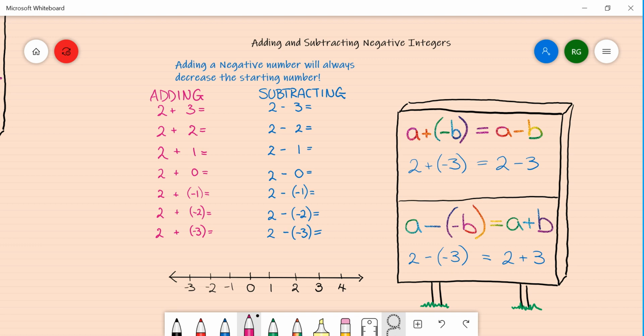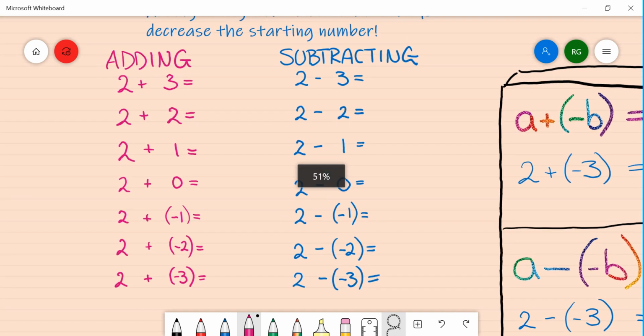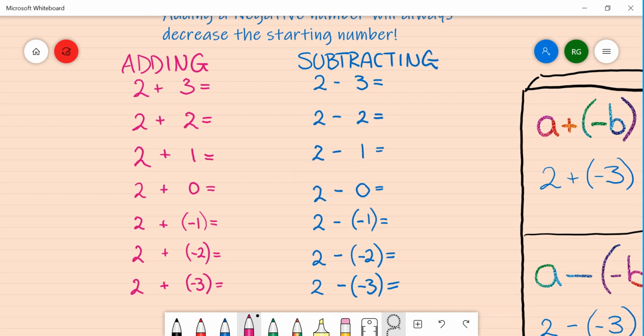So I want to go through a few little examples here really quickly. So I'll zoom in, make them a little bit bigger. Now if we had 2 plus 3, we know that the answer is 5 because that is 2 plus positive 3. 2 plus 2 is 4. 2 plus 1 is 3. You will notice that as we decrease the number we're adding, our answer decreases naturally.